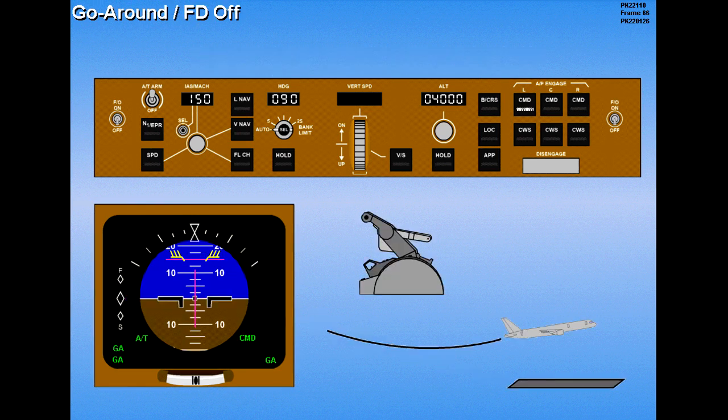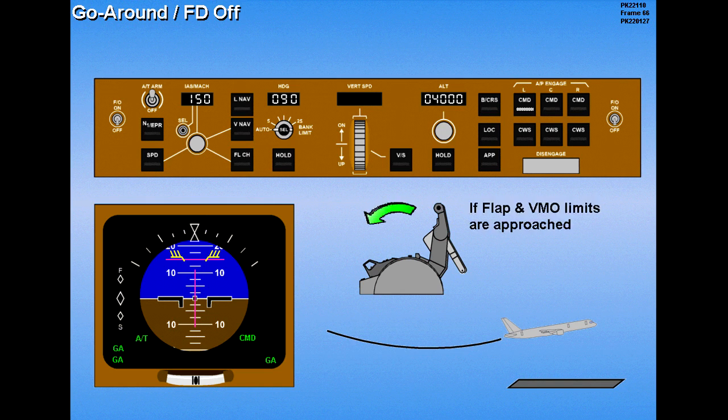During a go-around, the auto throttle maintains go-around power determined by the thrust management computer. During such a go-around, the auto throttle reduces thrust if the flap and VMO limits are approached. Use of the auto throttle during an autopilot or flight director go-around is covered later in the lesson.